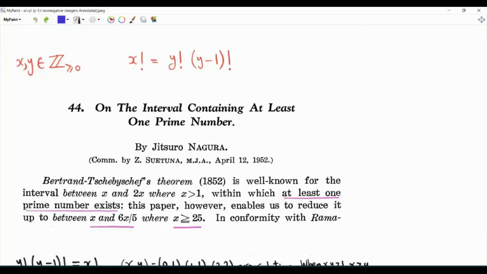Bismillah ar-Rahman ar-Rahim. x and y are non-negative integers. We are interested in solving this equation: the factorial of x is equal to the factorial of y times the factorial of y minus 1.